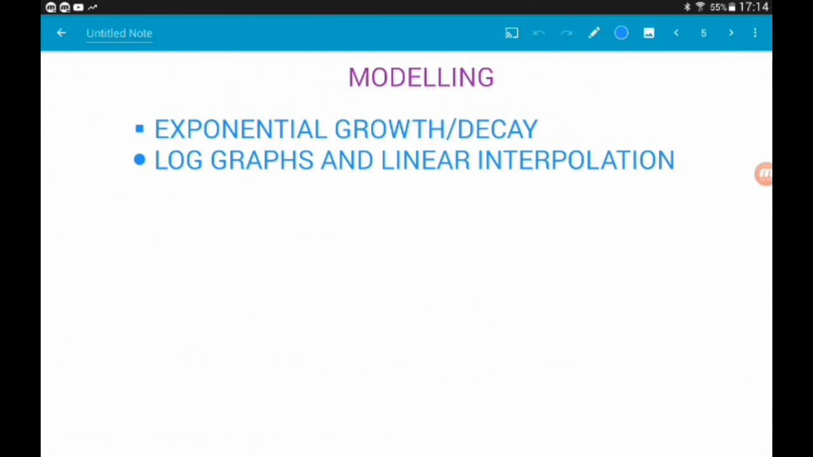So that is basically about if you've got data that isn't behaving necessarily how you want it to, sometimes getting logs involved will make the data fit to roughly a straight line. So it makes it easier to deal with.